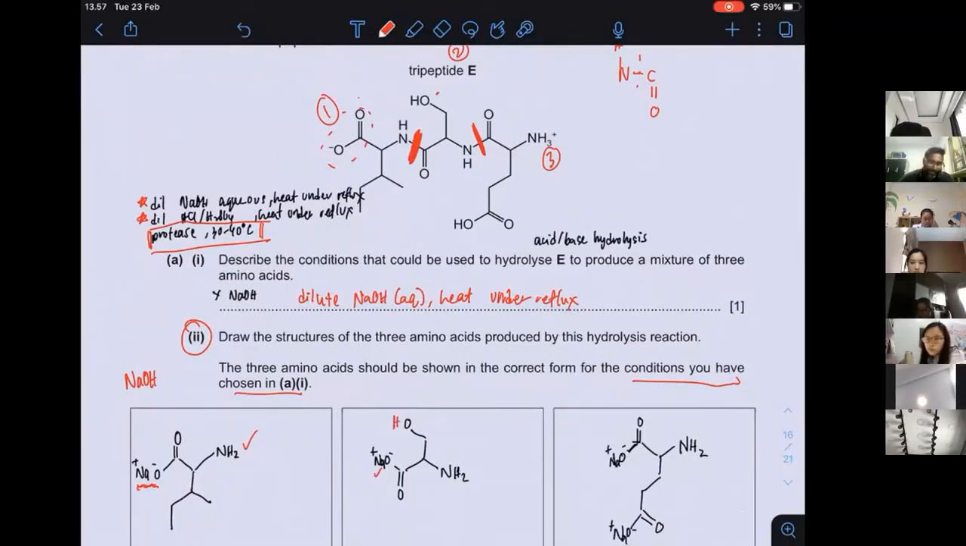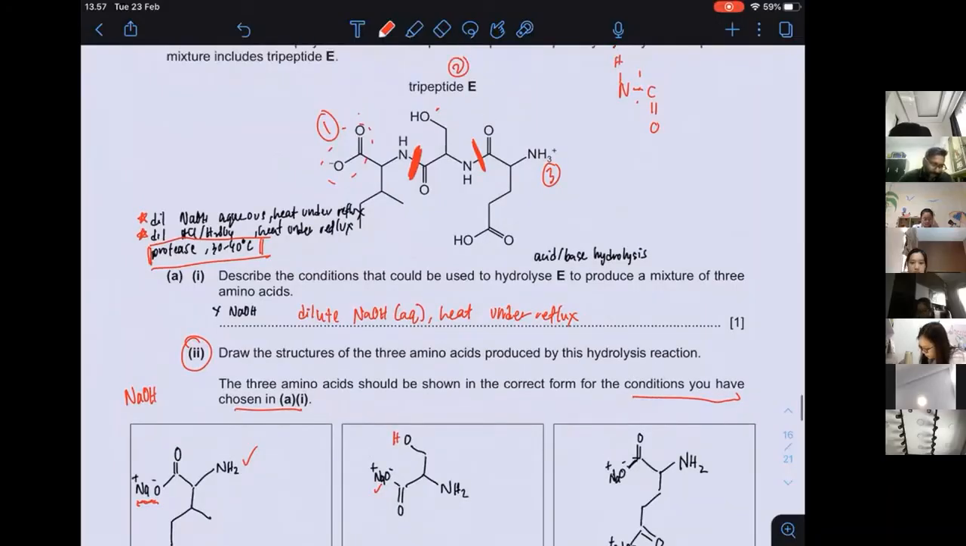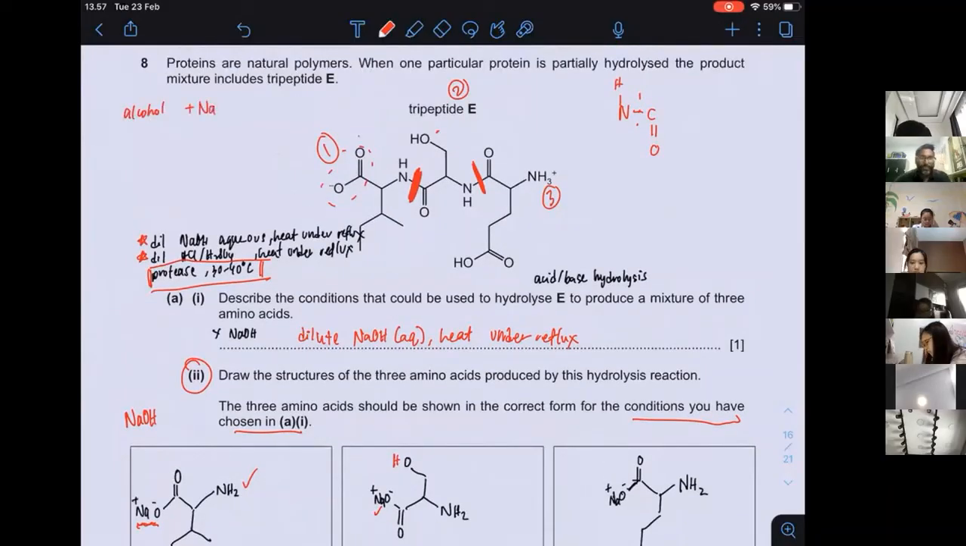Do remember, alcohol can react with Na. Alcohol can react with sodium, but alcohol do not react with NaOH. No reaction. But phenol, on the other hand, they react with sodium, and phenol, they also react with sodium hydroxide. Please take note of this. Phenol, they do react with sodium hydroxide.